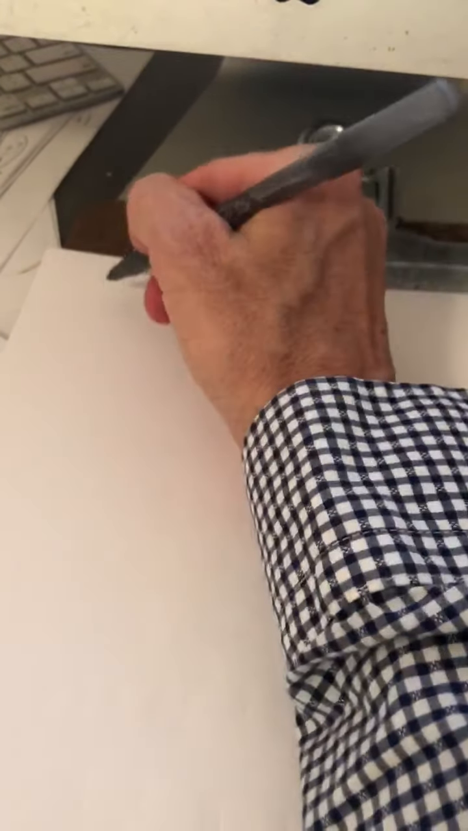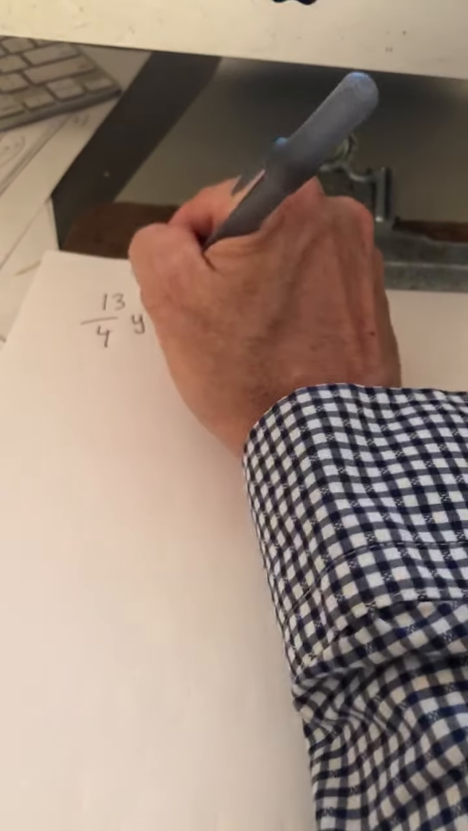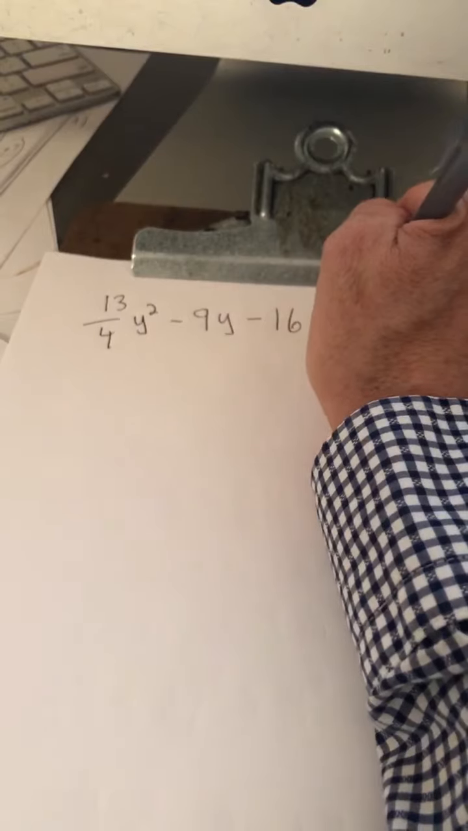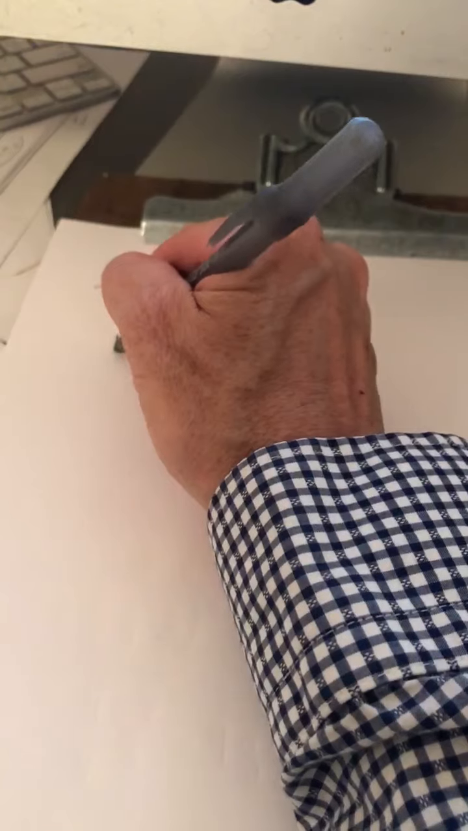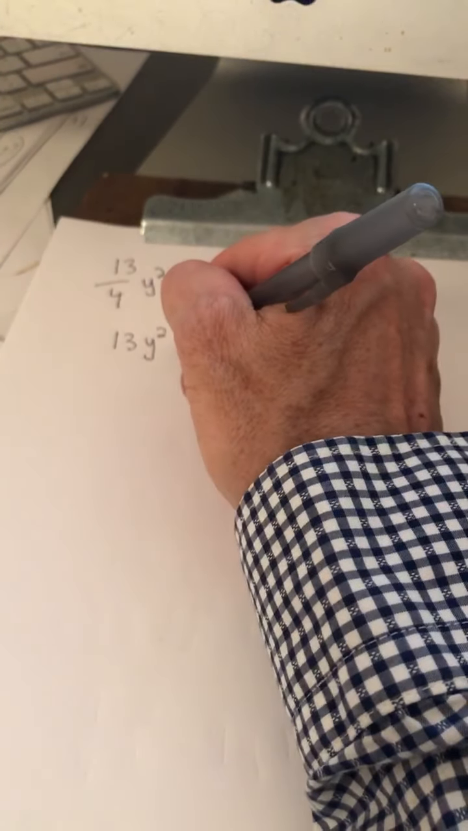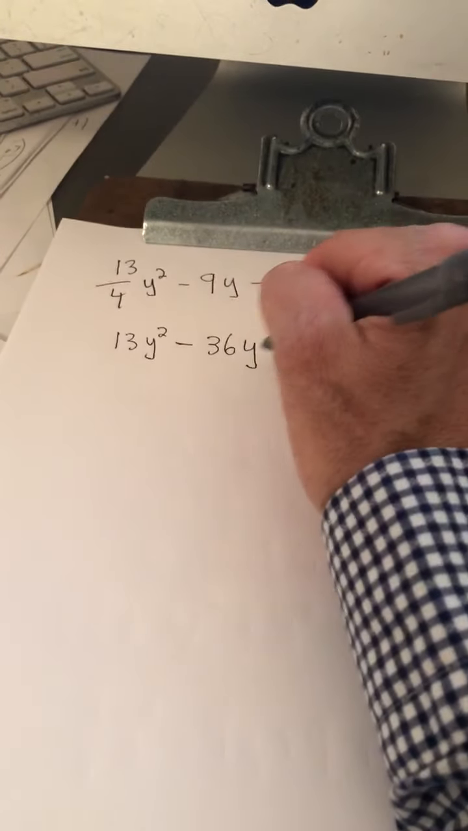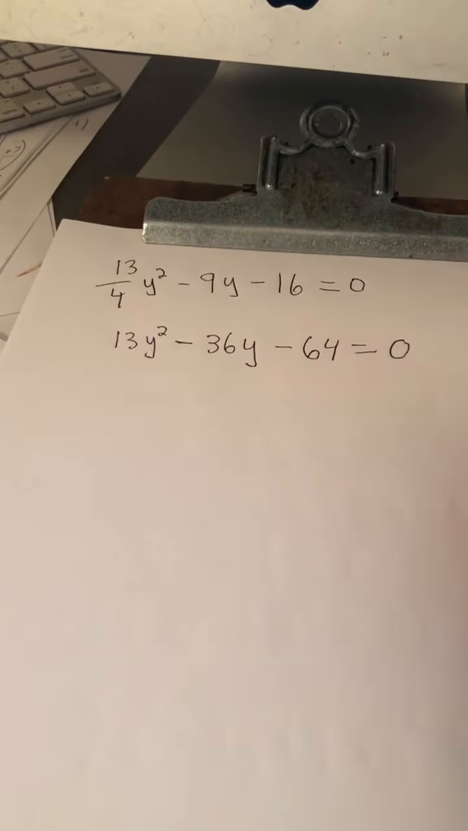Starting on the next page, again, we'll copy down what we just had, which is 13/4 y squared minus 9y minus 16 equals 0. Multiplying both sides by 4, we end up with 13y squared minus 36y minus 64 equals 0.